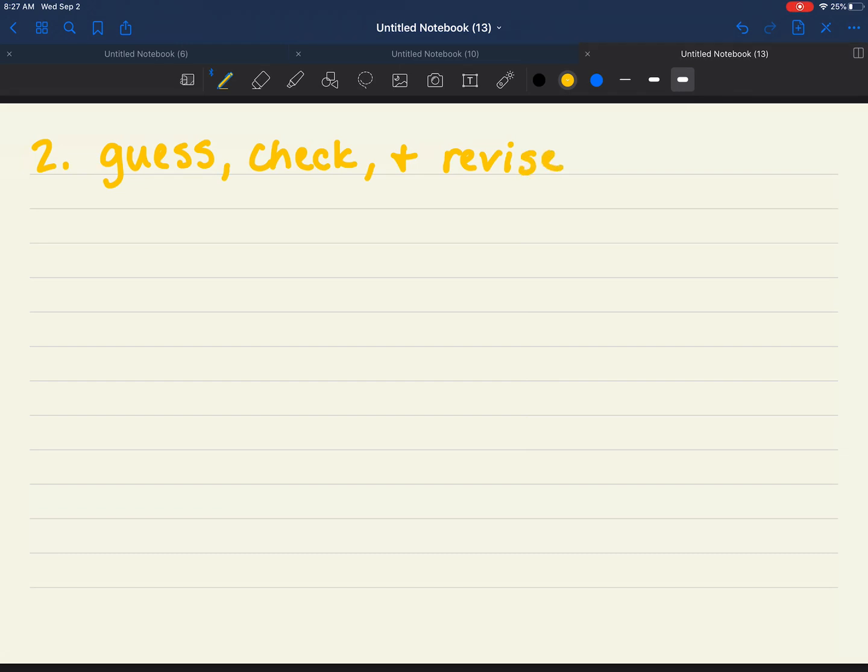Okay, so example 2 says each hand in the human body has 27 bones. There are 6 more bones in the fingers than in the wrist. There are 3 fewer bones in the palm than in the wrist. How many bones are in each part of the hand? So it's trying to find out a total, okay? So what we can do is set up a chart.